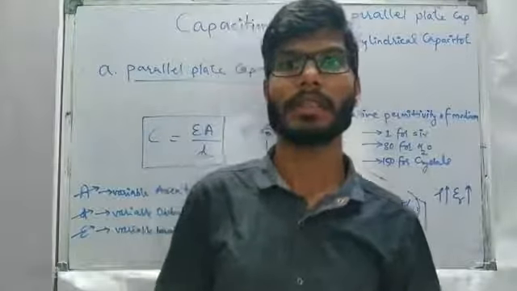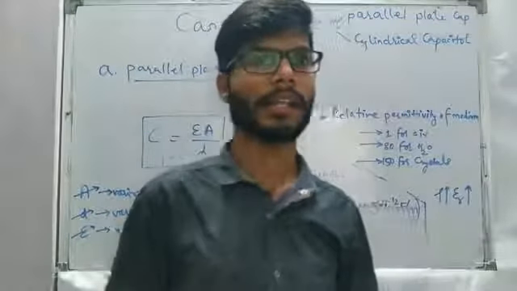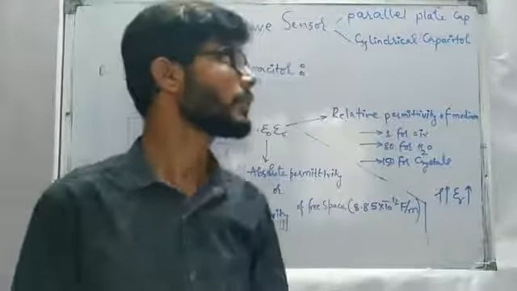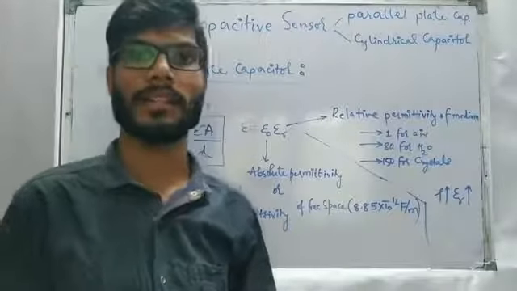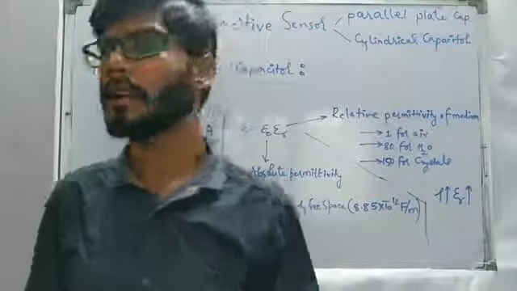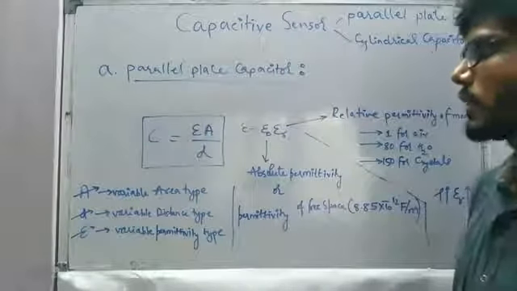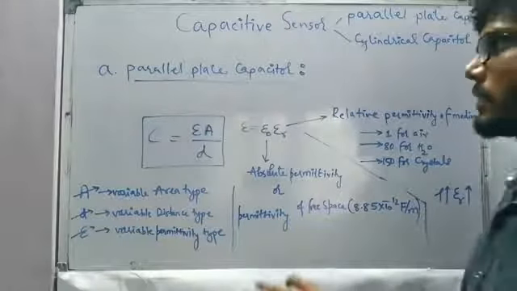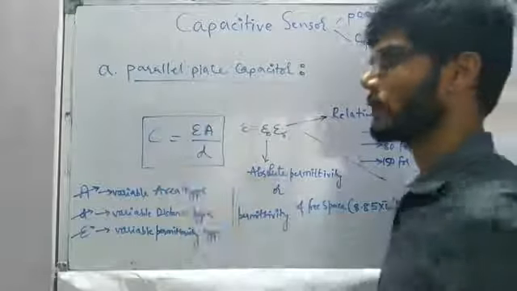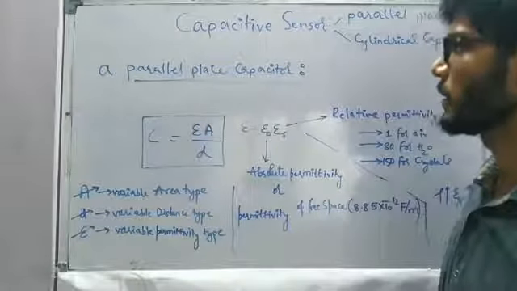And let us talk about our topic, capacitive sensors. In capacitive sensors there are mainly two types: parallel plate capacitor and cylindrical capacitor. And in parallel plate capacitor there are going to be three types. We'll come to that later. First let's have a look at the capacitance of a capacitor.